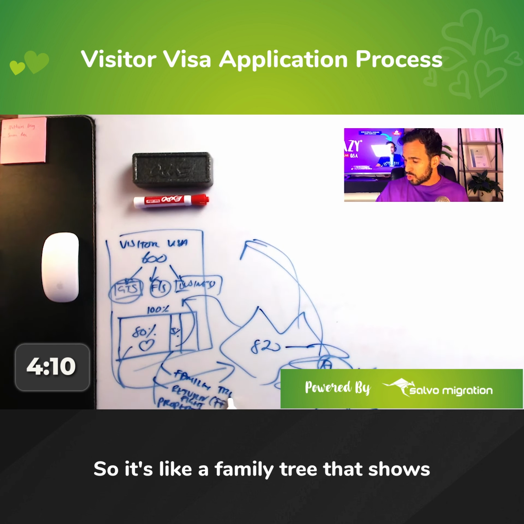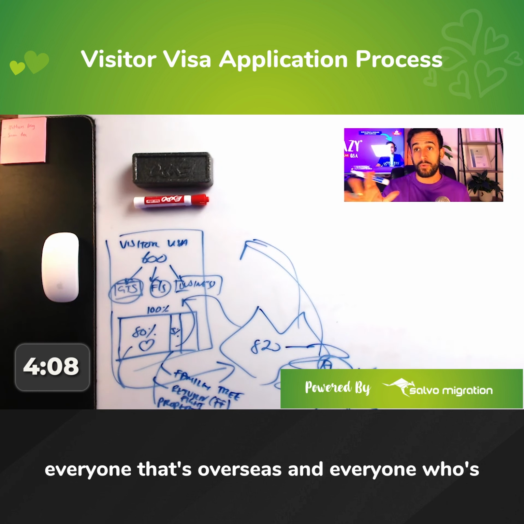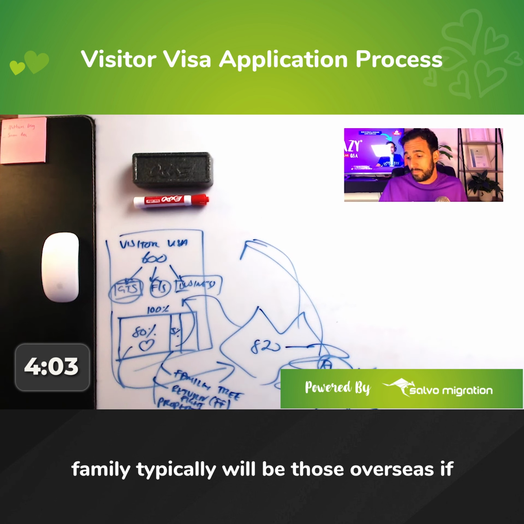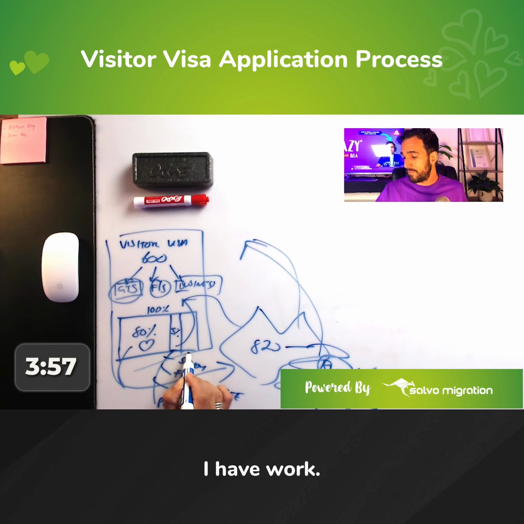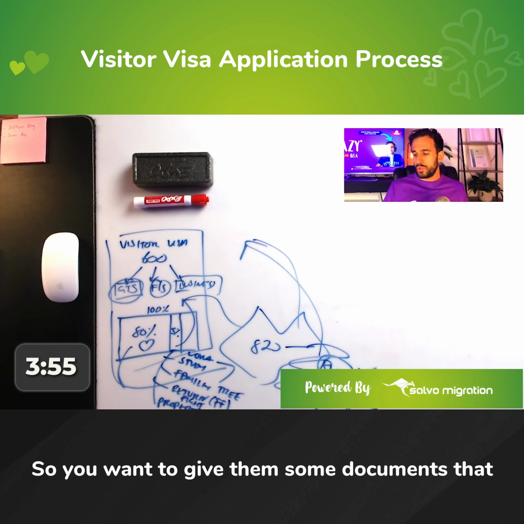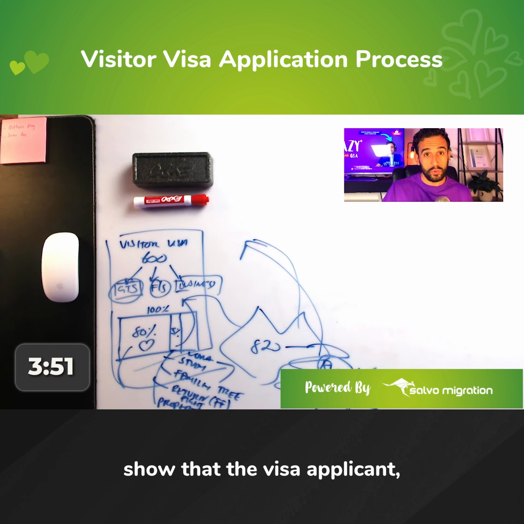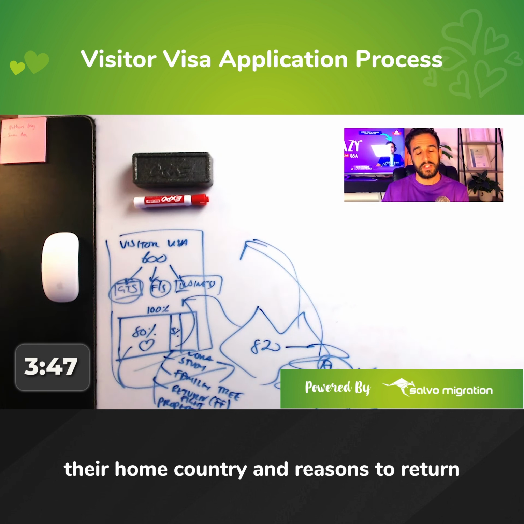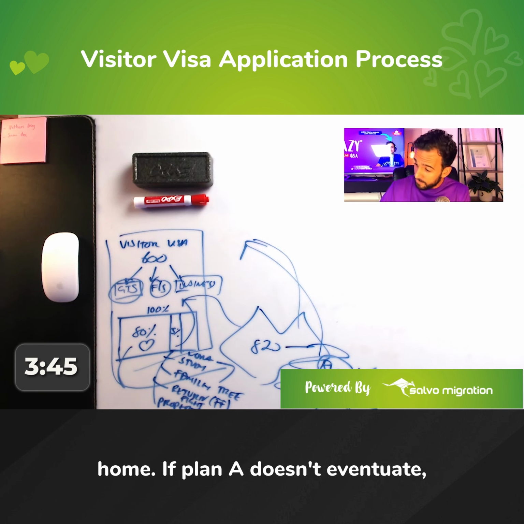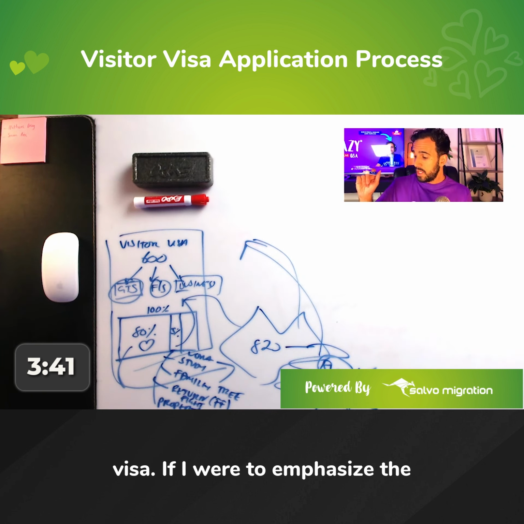So I'd say a family tree that shows everyone who's overseas and everyone who's in Australia, and the majority of their family typically will be those overseas. If they enroll to study, if they have work. So you want to give them some documents that show that the visitor visa applicant has links to their home country and reasons to return home if plan A doesn't eventuate, which is to apply for the onshore partner visa.